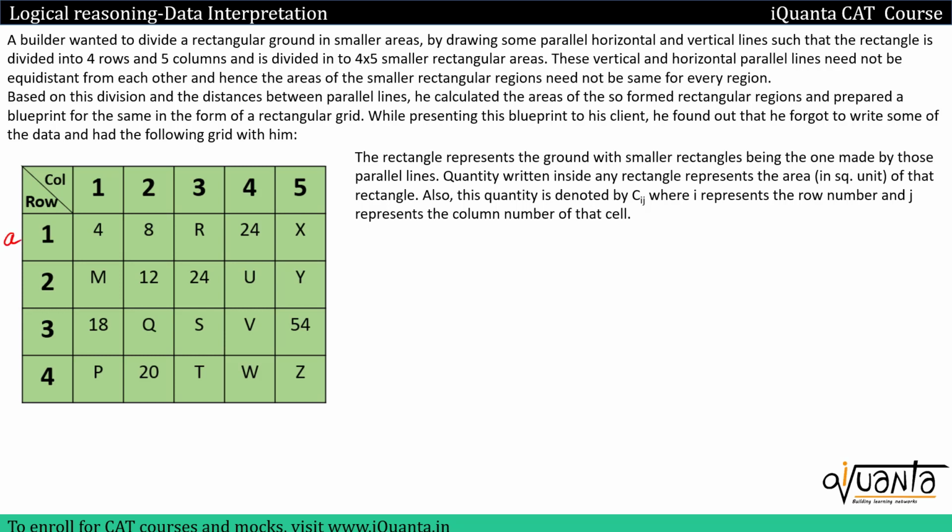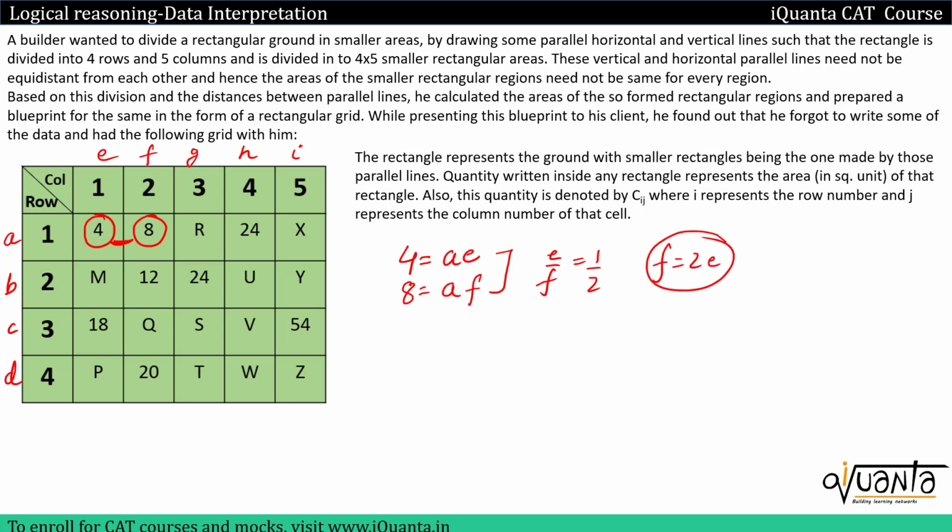Okay, so let me write dimensions A, B, C, D. These will be the widths of these plots, and E, F, G, H, I, these will be the lengths of these plots. Okay, so if I relate these two, I can write that this 4 is the area. It will be written as A into E, length into breadth of this particular plot. If I come to this 8, it can be written as A into F. If I divide these two, I can write E upon F equals 1 by 2, F will be equal to 2E. So the same relation should follow for this M and 12 as well.